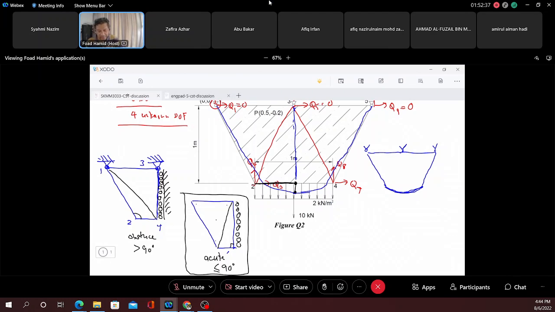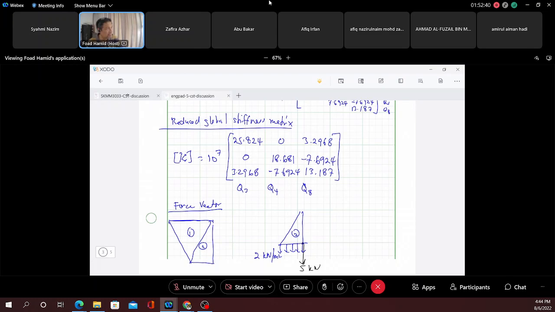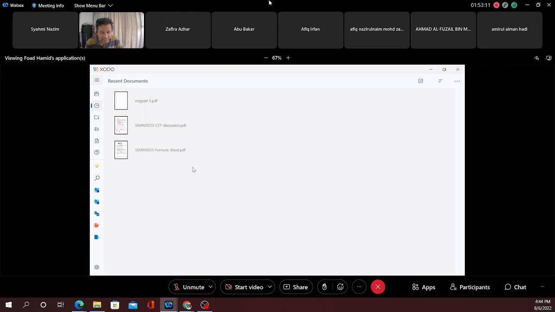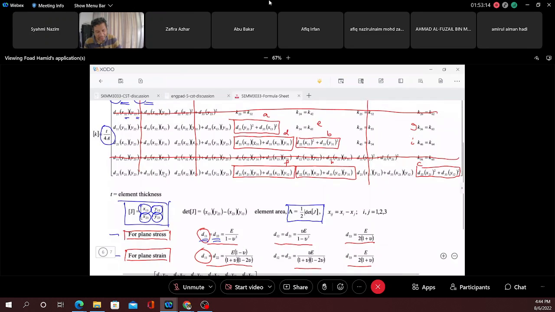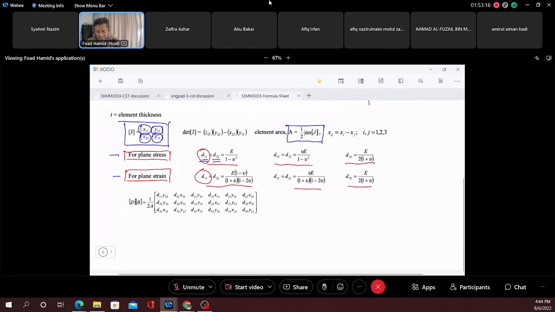All right, so now, can we find the force vector here? Okay, so let's see how do we do this. I think in the formula sheet, there is a formula for uniform loading. Hopefully I can open this formula sheet. Oh, okay. There's no loading formula?